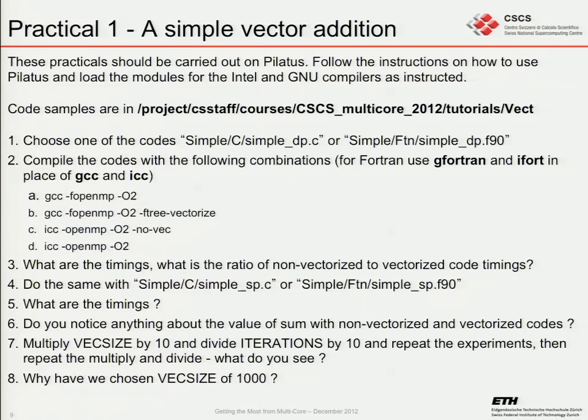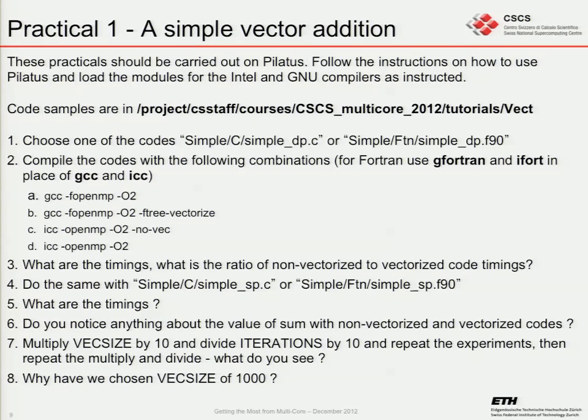On Pilatus, remember to load the 2 modules. Because this is C code, we're fine with this. PrgEnv-intel and GCC/4.7.1. Otherwise, you get the old GCC compiler, which certainly doesn't know about the latest vector commands. It may not know about some of the earlier ones either. It may not do a very good job.